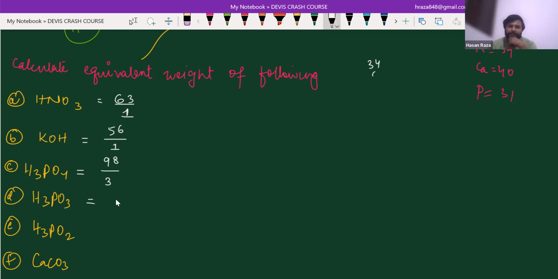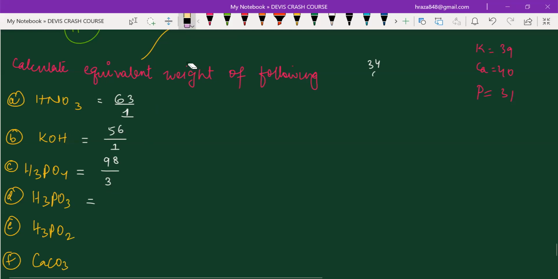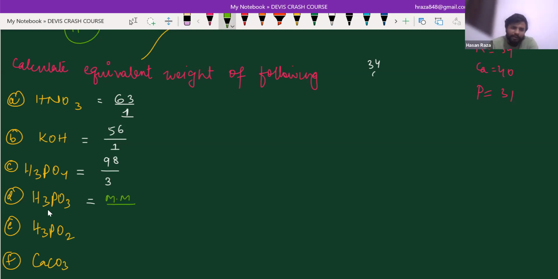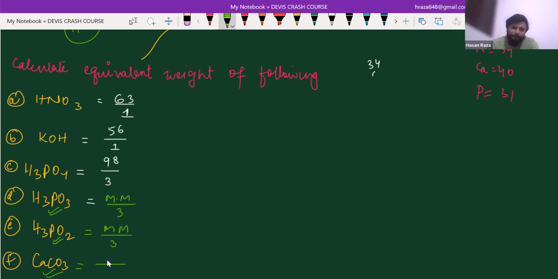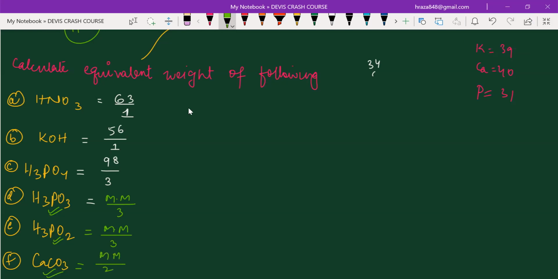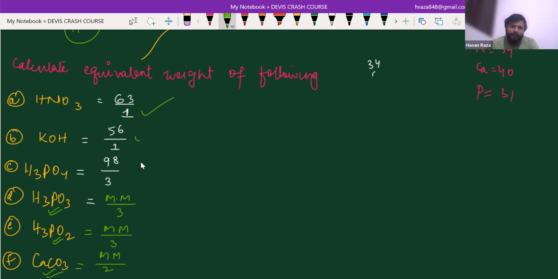So the fourth one is 82 by 3, which is 27.34. Molar mass upon X. What is the value of X here? X is 3. Then what is the value of X here? 3. And what is the value of X here? 2. Correct, correct, correct, incorrect, incorrect.